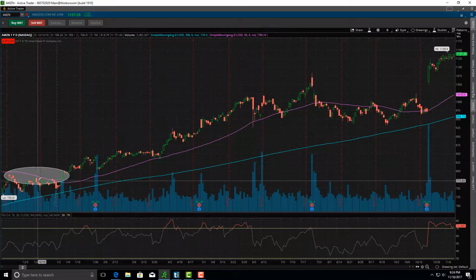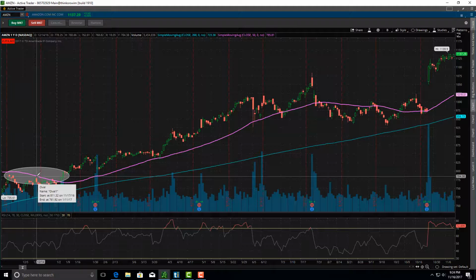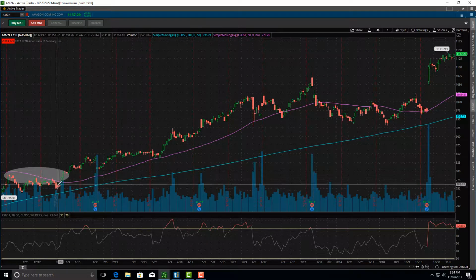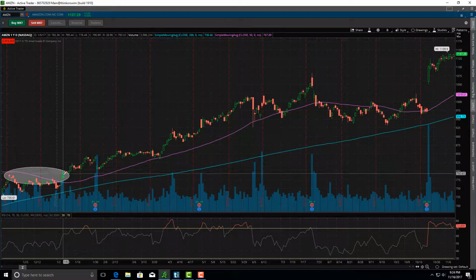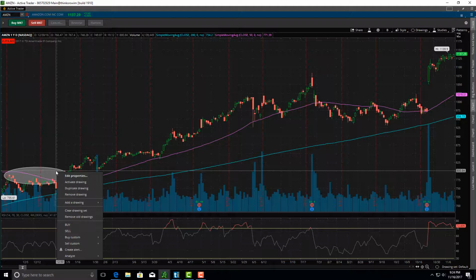Popped back down, and a few days or a week later, it went back up to the 50 period moving average, got rejected. And it kept doing that until finally it was able to break out on strong volume, above the 50 period moving average.